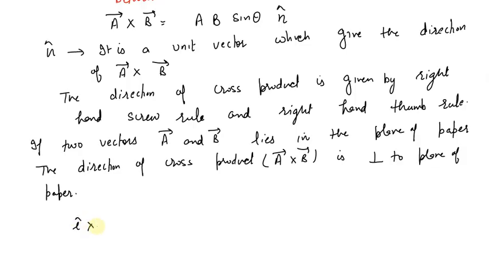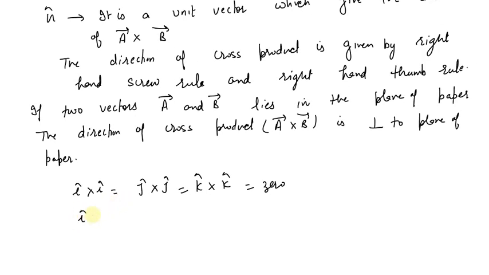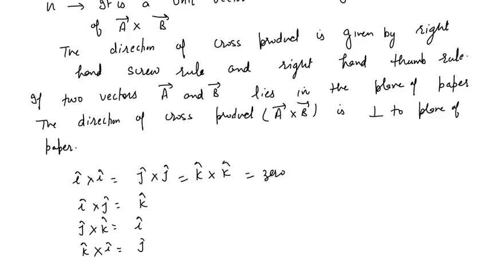Now I cross I, J cross J and K cross K is 0 as the angle between them is 0 degree, and I cross J is K. J cross K is I, K cross I is J, and A cross B is equal to minus B cross A.